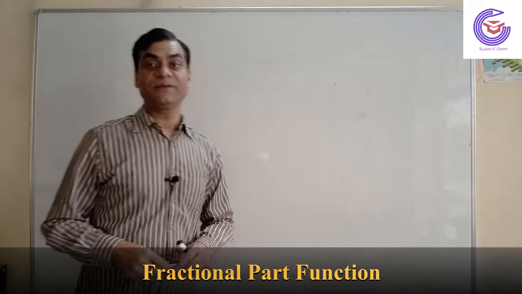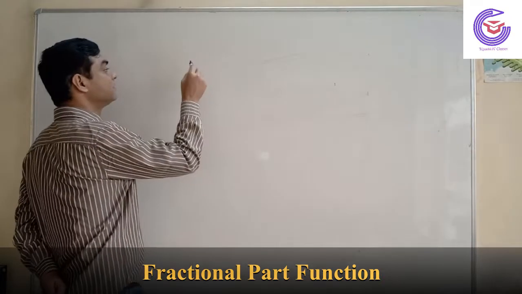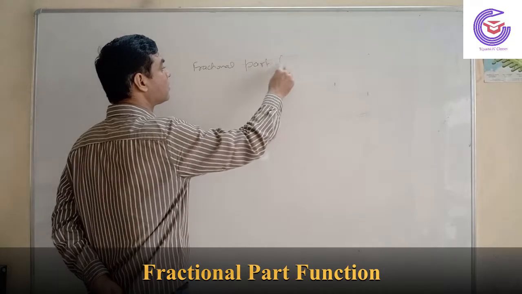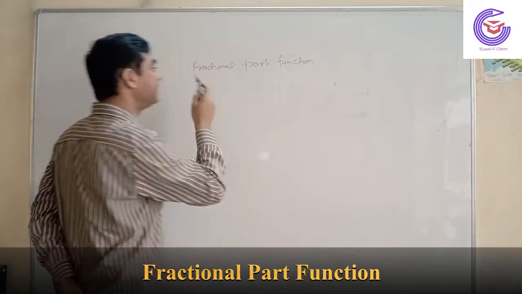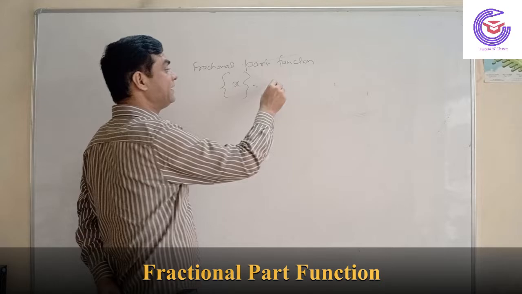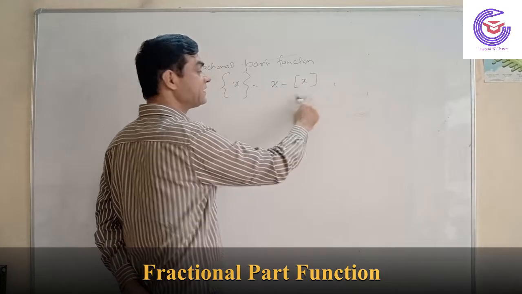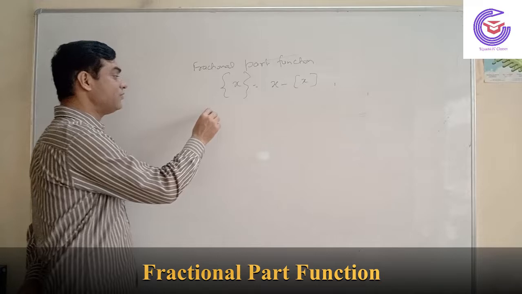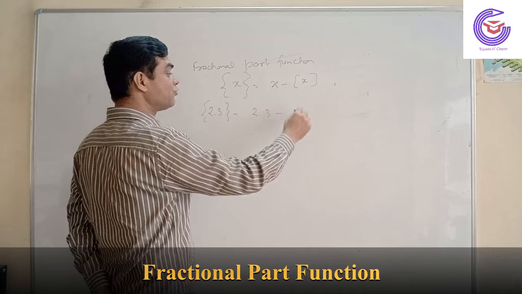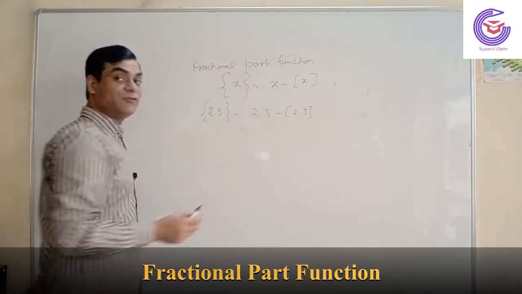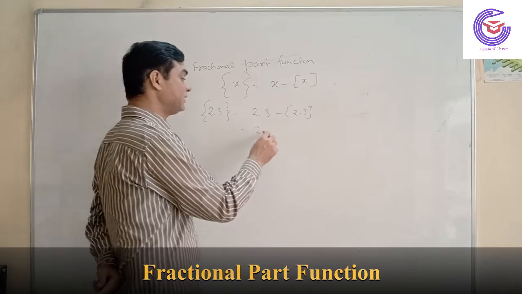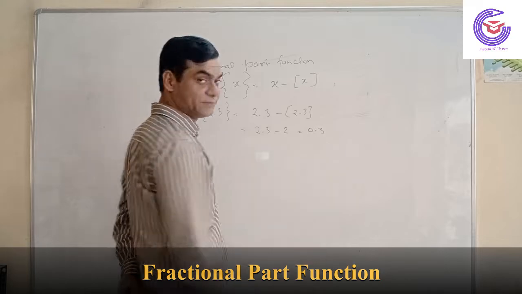Okay, the last one is called the fractional part function. It is denoted with curly braces. And what is the meaning of this? It is x minus the greatest integer function of x. Suppose I give the value 2.3. So x is 2.3 minus the greatest integer of 2.3. What is the greatest integer of 2.3? It will give just 2. So 2.3 minus 2 is equal to 0.3.